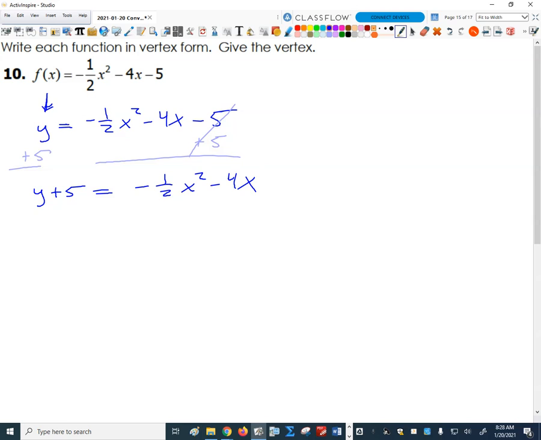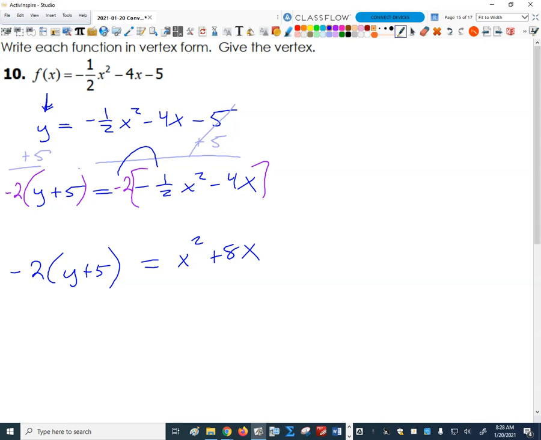Okay, now what? Now I've got to turn this into an x squared plus something, which means I have to undo multiplying by negative 1/2. Well, I undo multiplying by negative 1/2 by dividing both sides by negative 1/2, but we don't divide by fractions. We just multiply by reciprocals, don't we? So I'm just going to distribute a negative 2 through both sides. And that's going to give me on the left side, well, I just get negative 2 times y plus 5. Now I can distribute that, but why would I, right? I mean, I could, it's fine, but I'm just going to undo everything anyway. On the right side, when I distribute, I'm going to get a positive 1. Negative 2 times negative 1/2 gives me positive 1x squared. Negative 2 times negative 4 is going to give me a plus 8x.